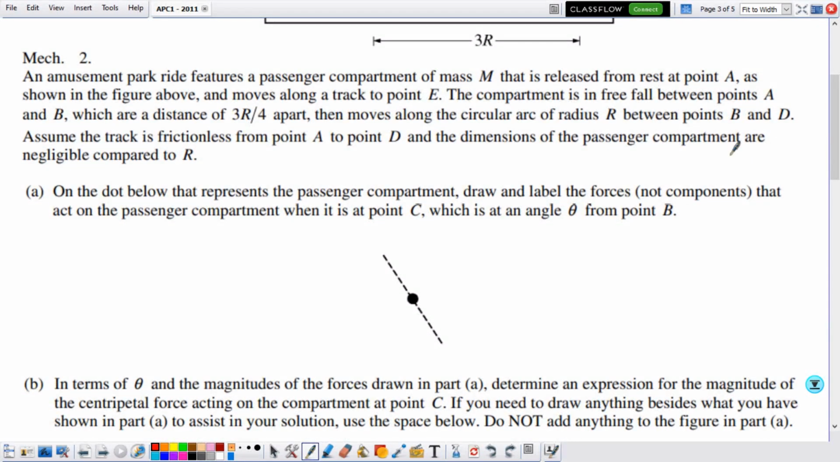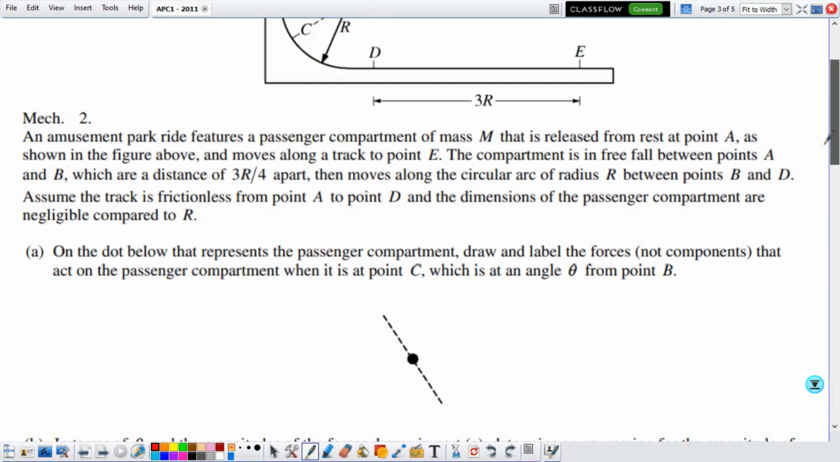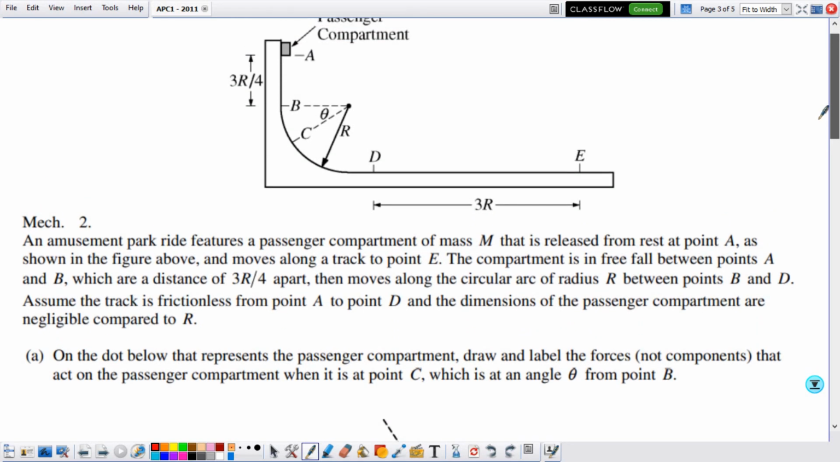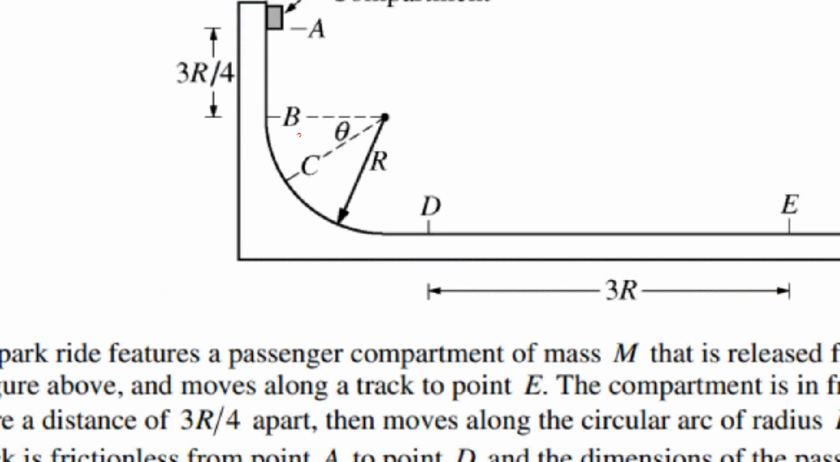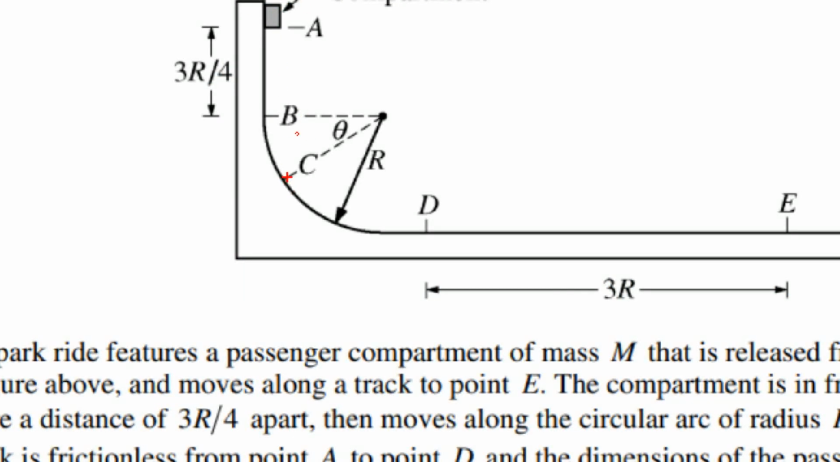On the dot below part A that represents the passenger compartment, draw and label the forces, not components, that act on the passenger compartment when it is at point C, which is at an angle theta from point B. Remember that the FBD can vary from one location to another, and it depends where we're sketching the FBD. Basically we're sketching it when the compartment is at point C.